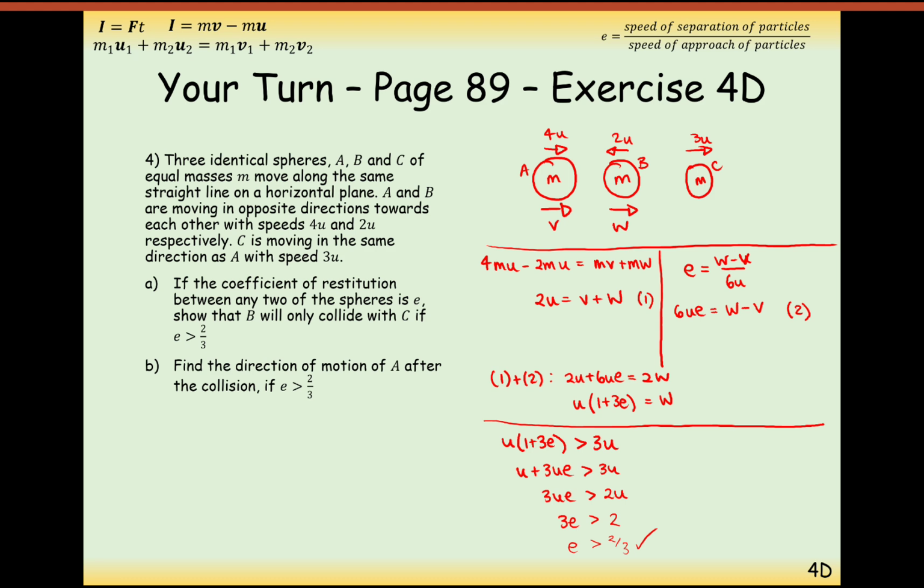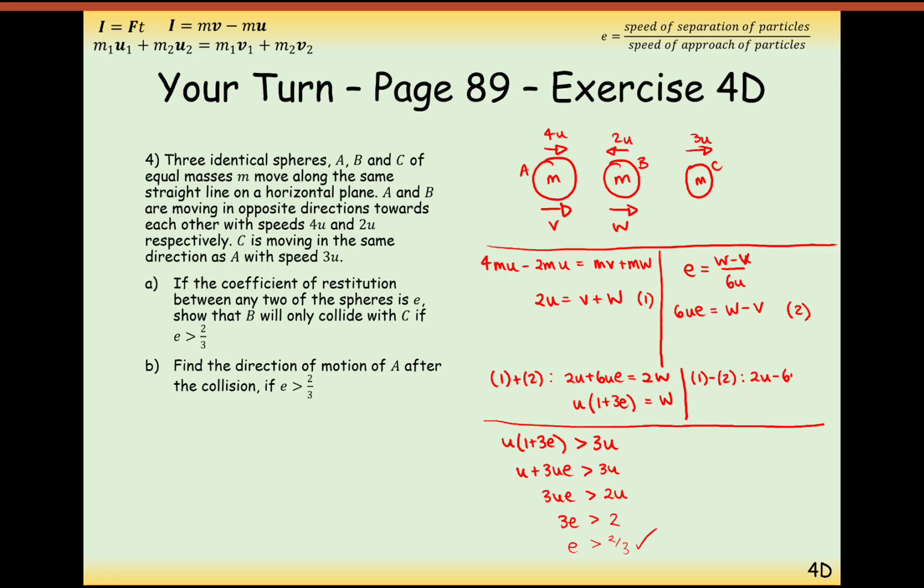Okay, part B then is find the direction of motion of A after the collision if E is bigger than 2/3. Okay, so let's continue on this work then. So if we were to work out v from before, we're working out v now, so we're going to take away the equations from each other. Let's do 1 take away 2.